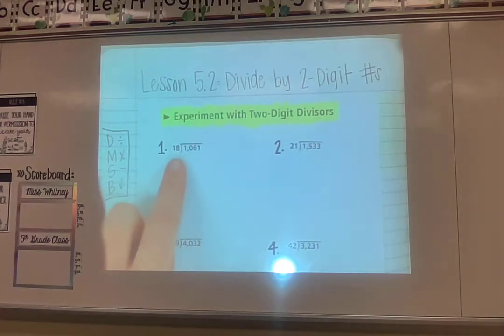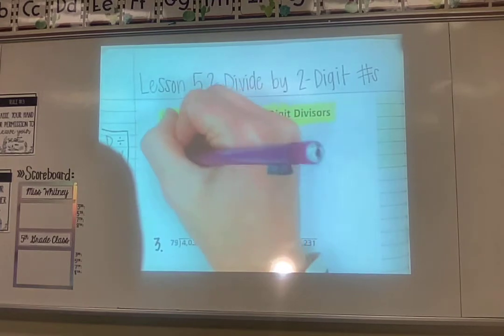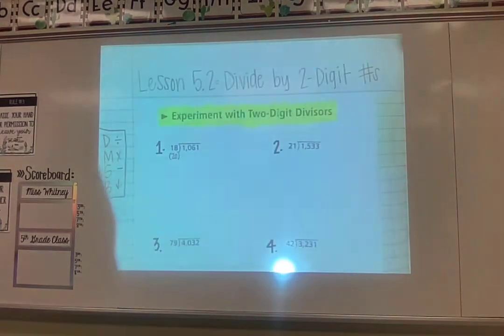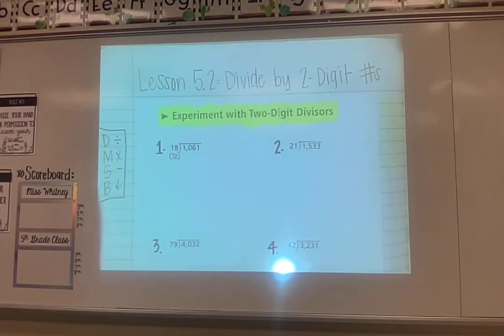The very first thing we want to do is we want to round this number that's on the outside of the house. So 18 is pretty close to 20. So I'm going to write a 20 down here. We are going to think about it like a 20 because that will be easier to think about. Okay, it's going to help us out a little bit along the way.